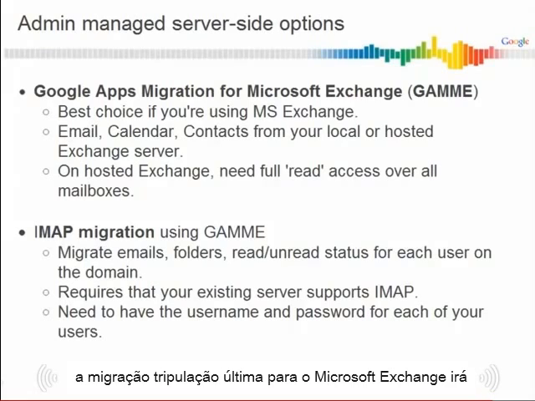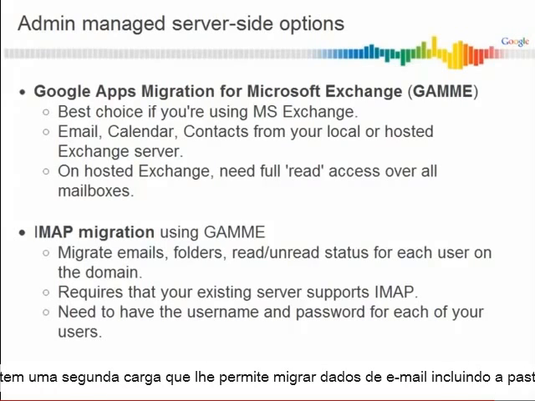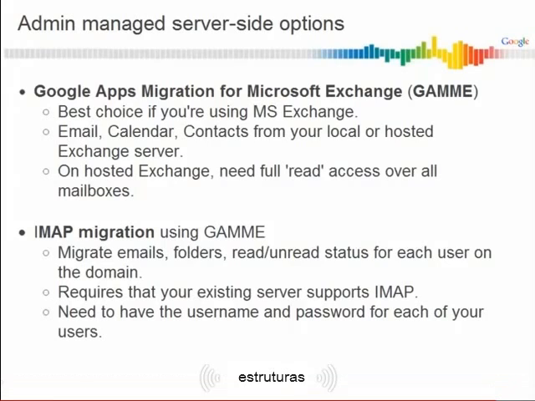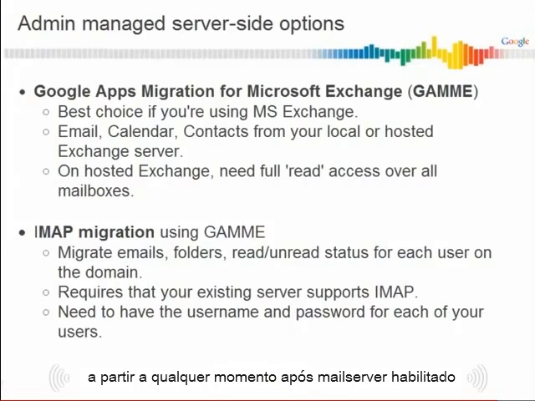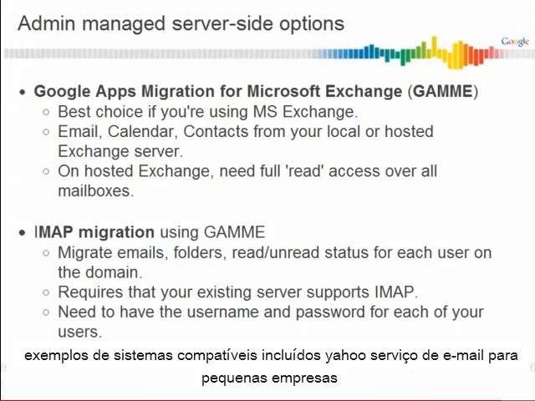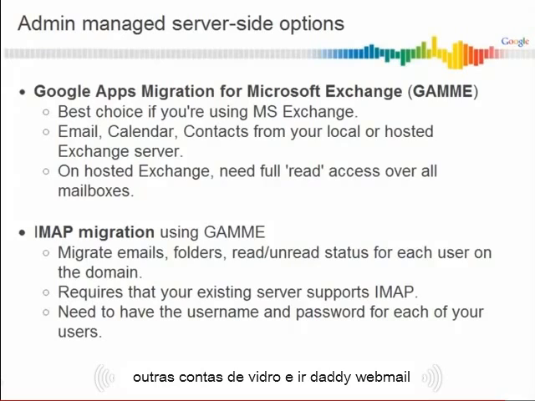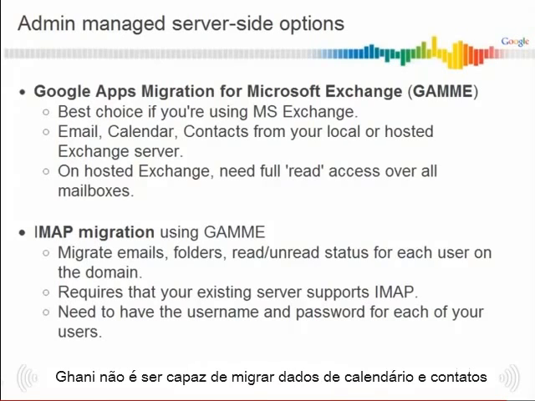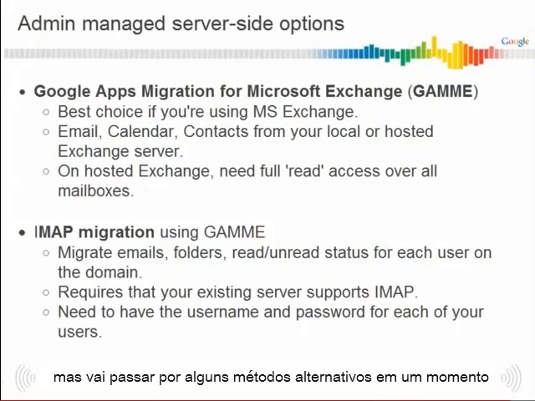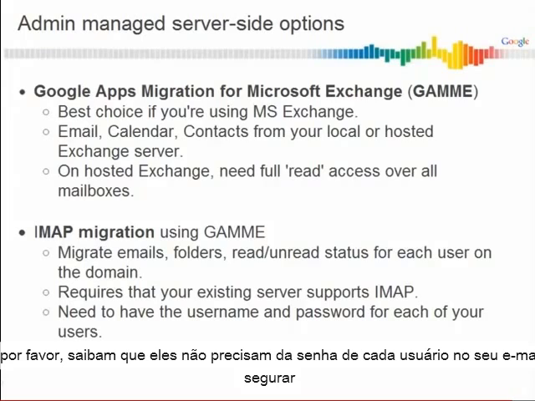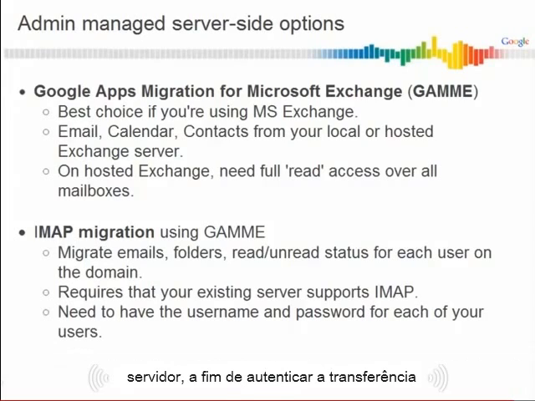The Google Apps Migration for Microsoft Exchange tool has a second mode that allows you to migrate email data, including folder structures, from any IMAP-enabled mail server over to your new Google Apps accounts. Examples of compatible systems include Yahoo's small business email service, Zimbra, other Google Apps accounts, and GoDaddy webmail. In this mode, GAMME is not able to migrate calendar and contact data, but we'll go over some alternative methods in a moment. Please note that you'll need the password of each user on your old mail server in order to authenticate the transfer, so be sure to reset or gather those ahead of time.